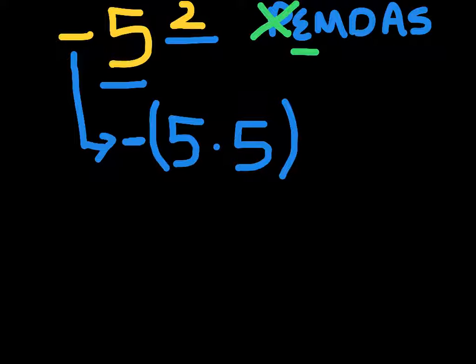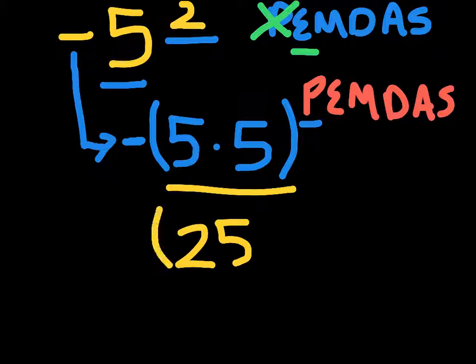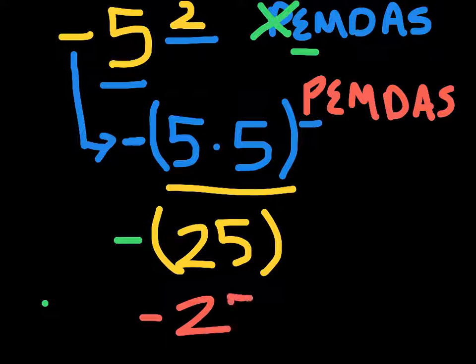Now, some of you may be like, oh, distributive property, I got it. -5 times -5. No, okay? You have to go back. PEMDAS, what does it say to do? It says to do parentheses. So that means that we have to solve this first. So 5 times 5 is 25. That's left in the parentheses, okay? Then there's still a negative left over. So it becomes -25. Okay?